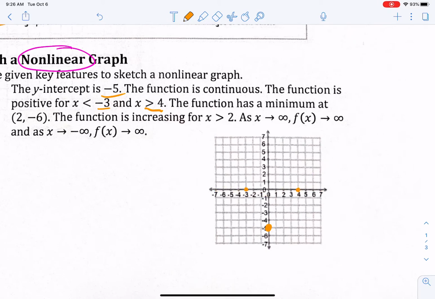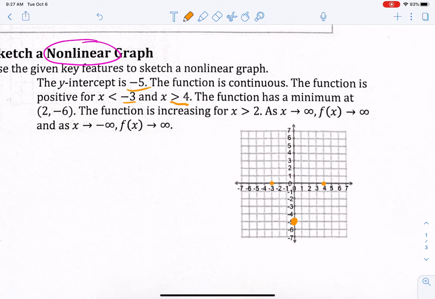All right, so the function has a minimum at (2, -6). So there's a really low point right there at (2, -6). The function is increasing when x is greater than 2. Okay, so at 2, everything to the right of this line is going to be increasing. So it's going uphill. Don't write any of this down yet. I can think about the line that joins those two as maybe doing something like that. That means everything to the right of 2 is going uphill, okay? So maybe let's just connect these points. I think that's what's going to happen here, okay?